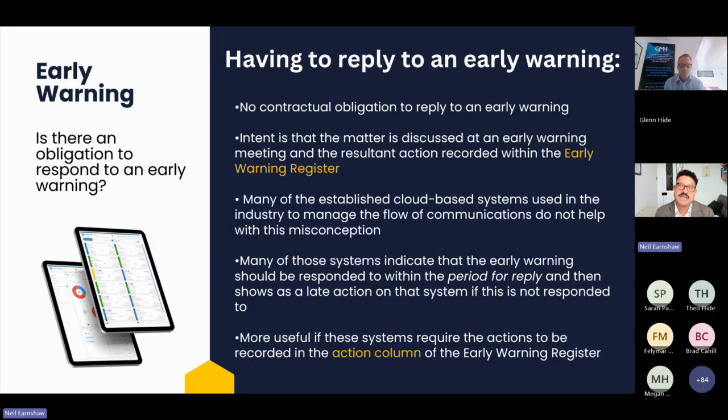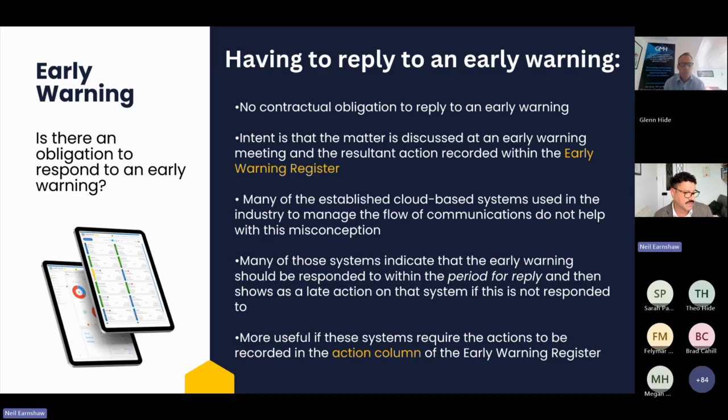So remember, it's functionality in a system. It's trying to promote good practice, that we're just flagging that we've seen it, we're aware of it, but technically not required. And actually, we should make sure that in our early warning meetings we record what was discussed and agreed in terms of actions and decisions, that we record those within the early warning register. So yeah, that's my key point on early warning.